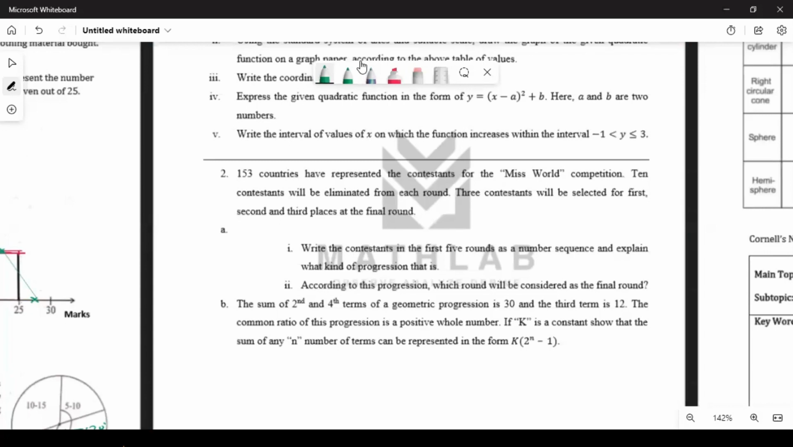Then we'll start this progressions question. And this progressions question, part B, is super important, so don't lose focus on that. Part A is normal, it's simple, but part B is important. In part B, there's an important idea that I have to give you.